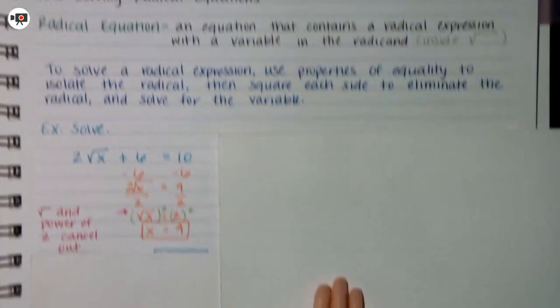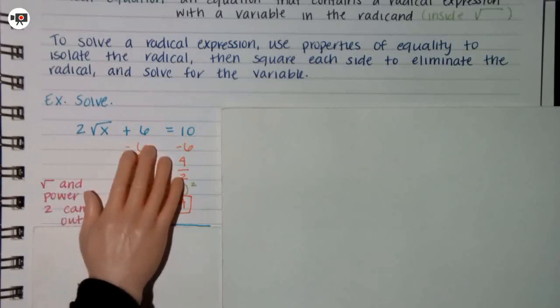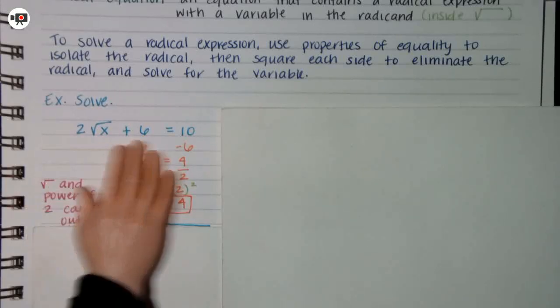And I could plug that back in to my equation. 2 times square root of 4 plus 6. Square root of 4 is 2. 2 times 2 is 4. 4 plus 6 is 10.